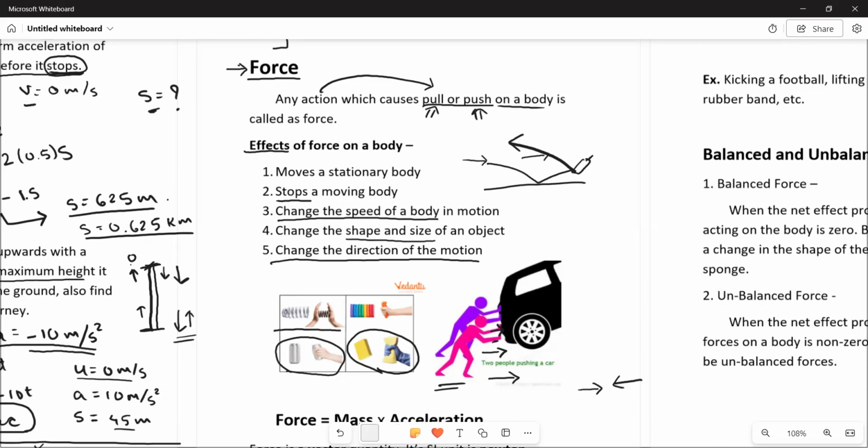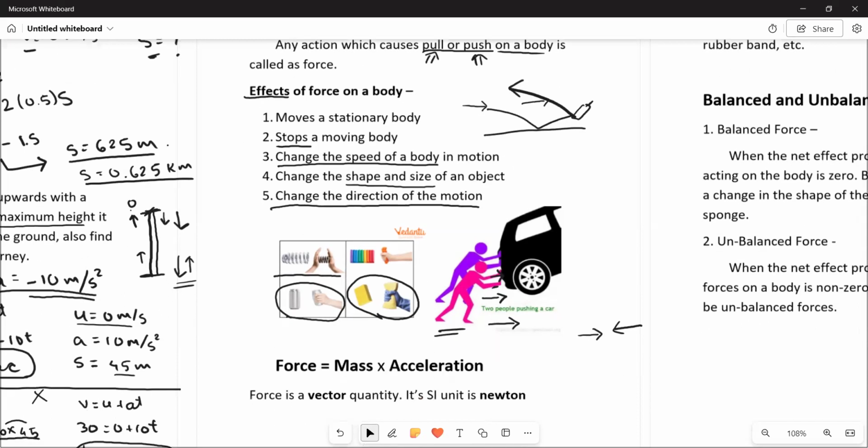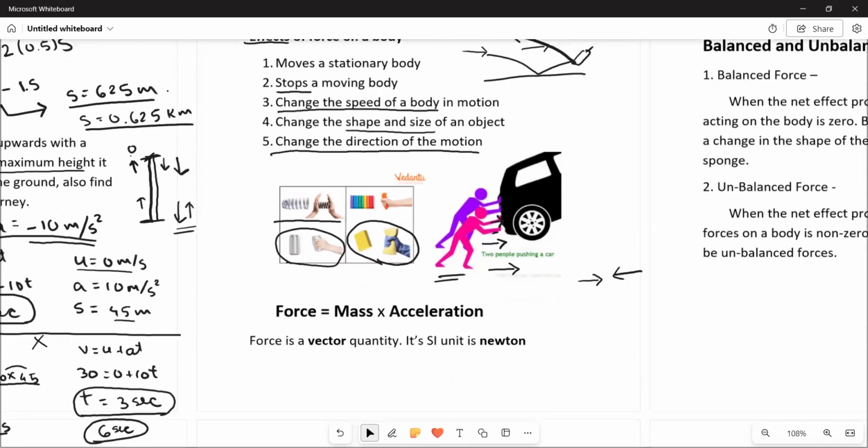Now we have seen that a pull or push is called force. We have seen the effects of the force, but how will we calculate the value of the force? See, for that purpose, we have one formula: force is equal to mass into acceleration. Whenever we multiply mass with acceleration, we'll get the value of force. Make sure that you write this formula in your notes, as it is a very important formula.